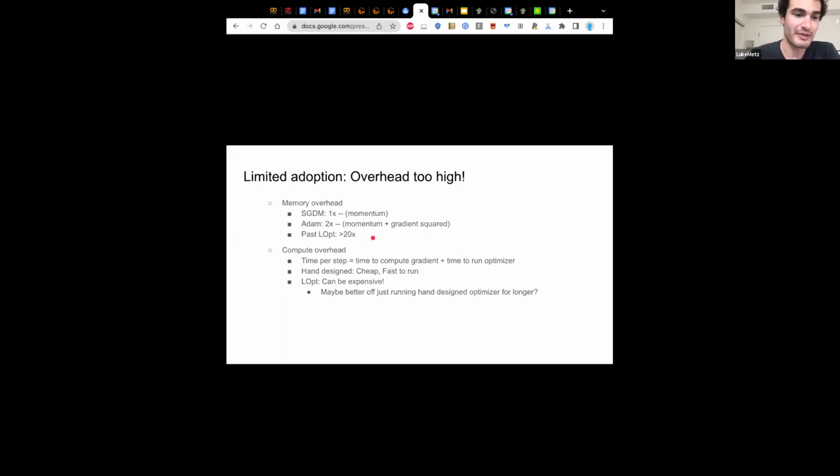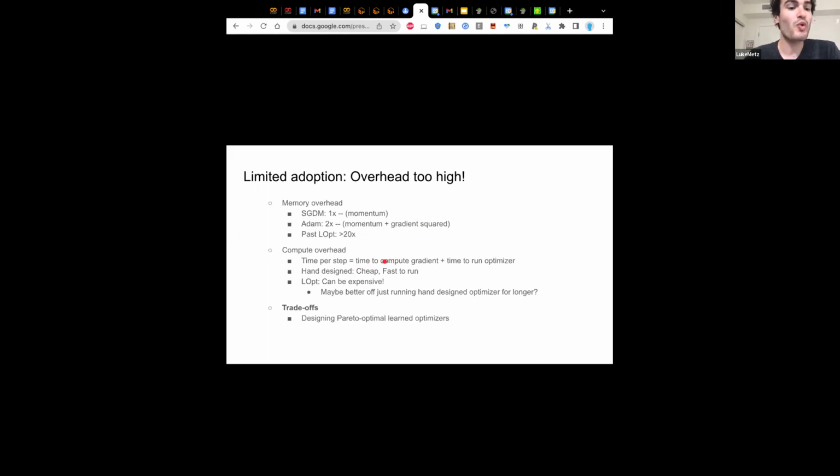Next, there's compute overhead. So the time to compute one update is the time to compute the gradient plus the time to run the optimizer. Now, normally, the time to run the optimizer is ridiculously small because these updates are just a handful of operations. But for learned optimizers, we can make this piece arbitrarily complex. And it now becomes a balance to make this fast to run, but also performant. If it was too expensive, we could just run our baseline optimizer and take more gradient steps, for example.